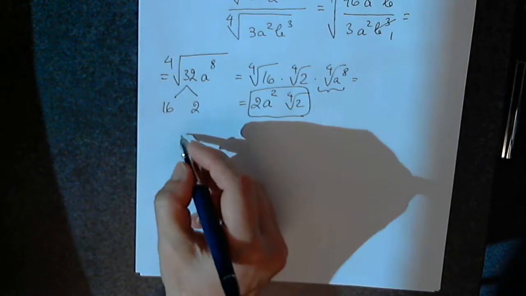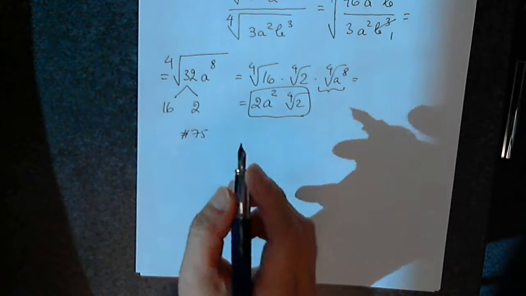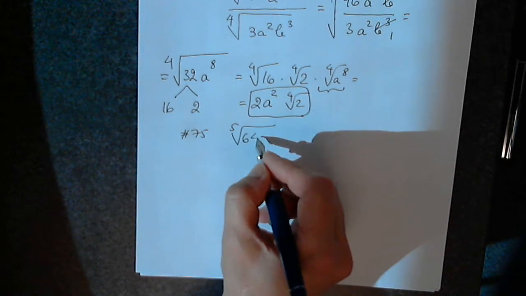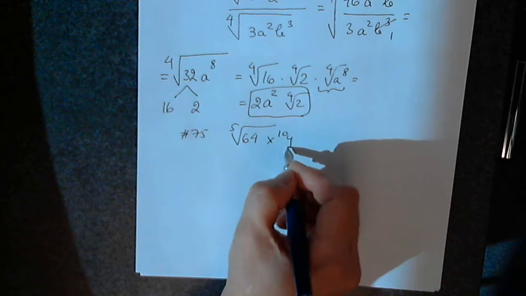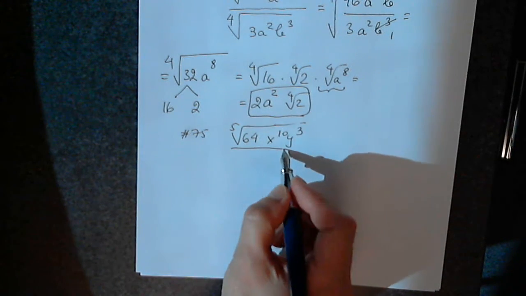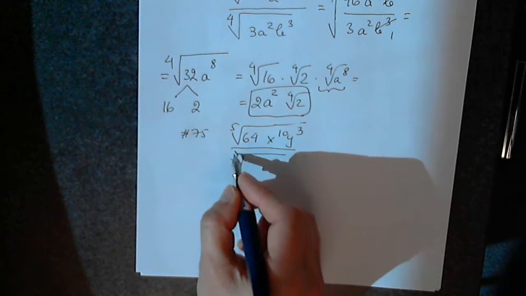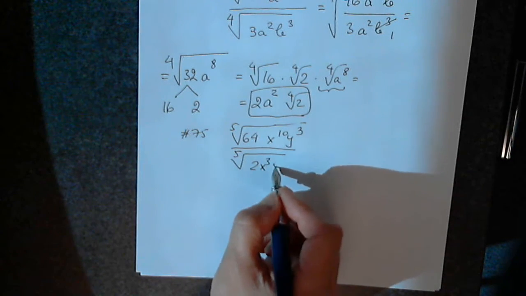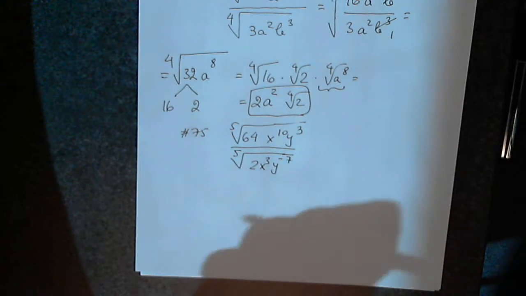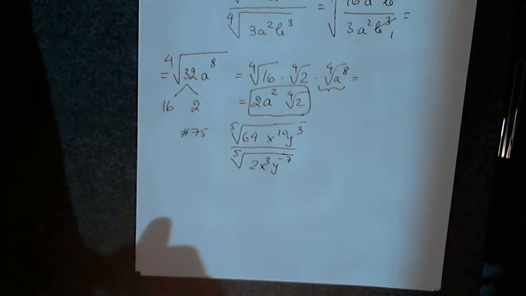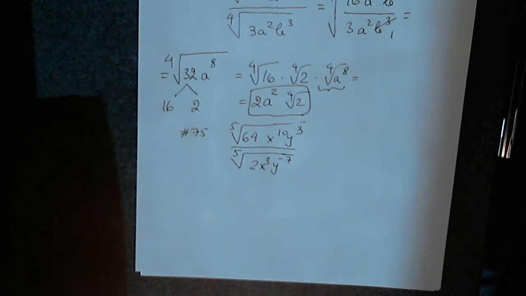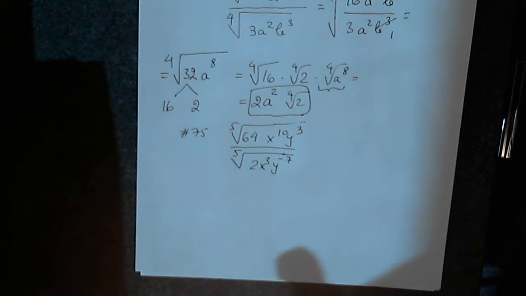Let's work on 75 for a minute. Which is the fifth root of 64, x to the 10th, y to the third, and everything divided by the fifth root of 2, x to the third, y to negative 7. Should I use the same index? Why? They're both 5, I see, yes, but because I see that 64 and 2 and x and y and y.